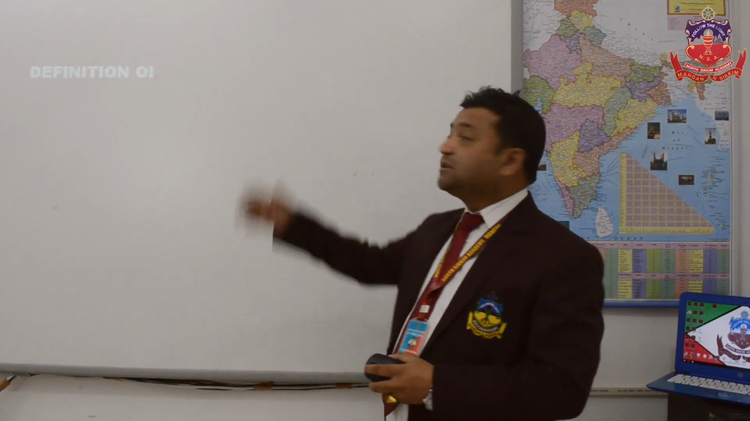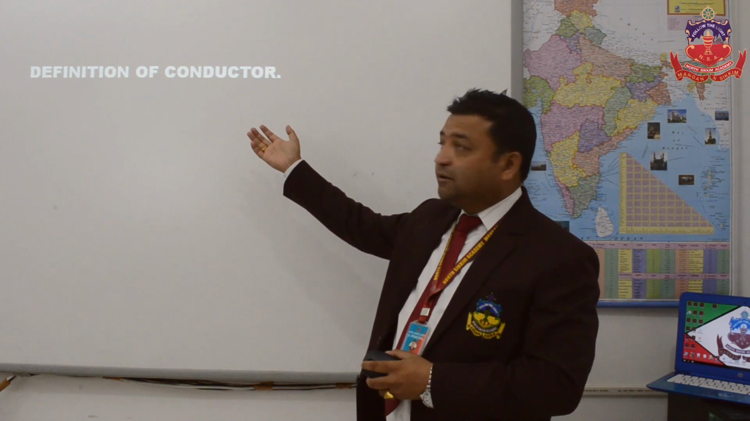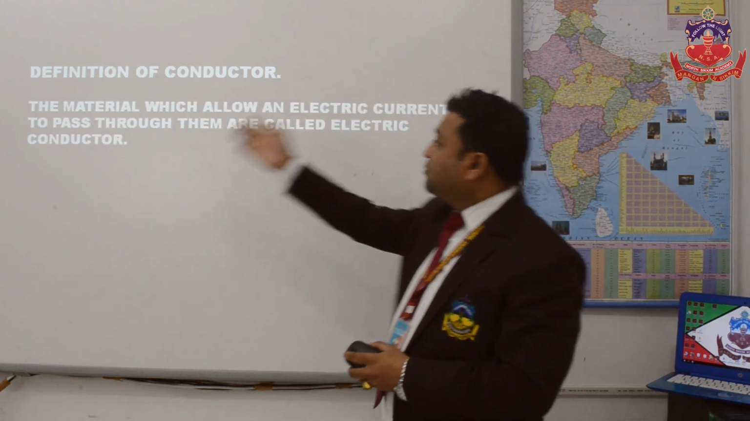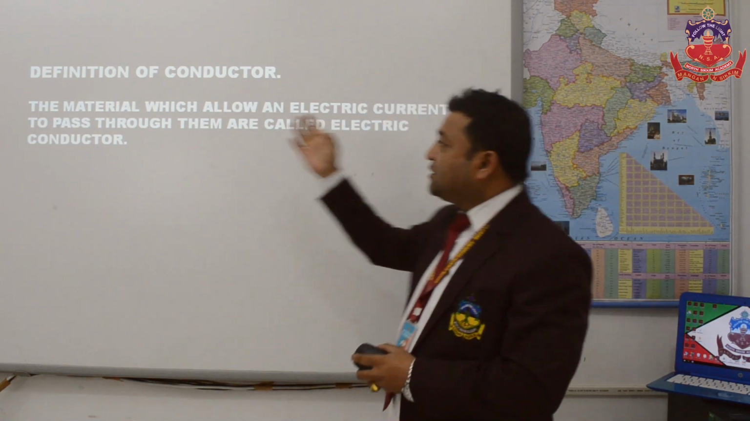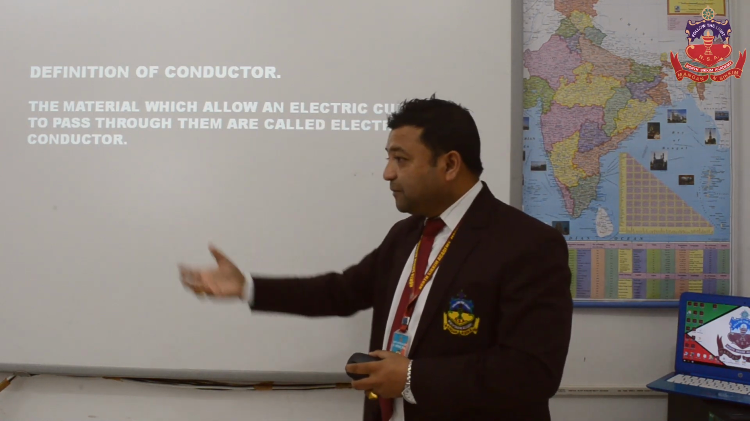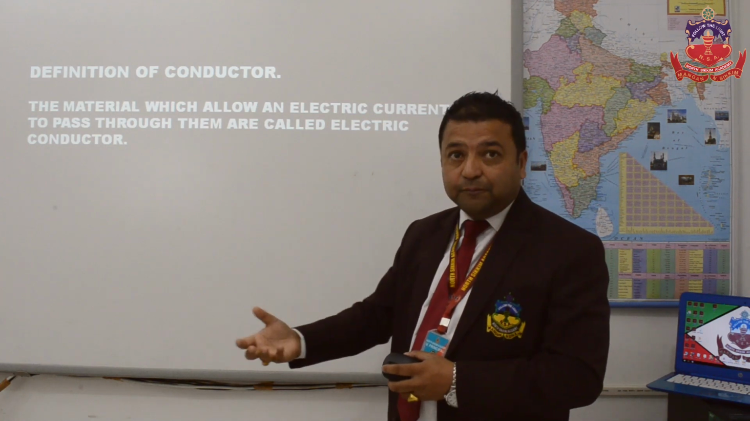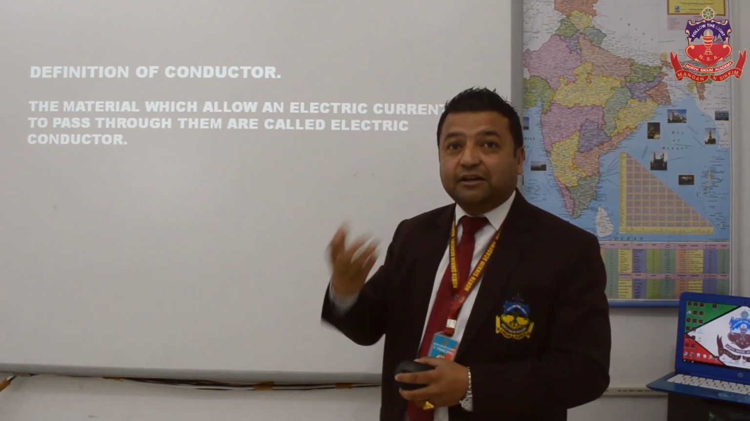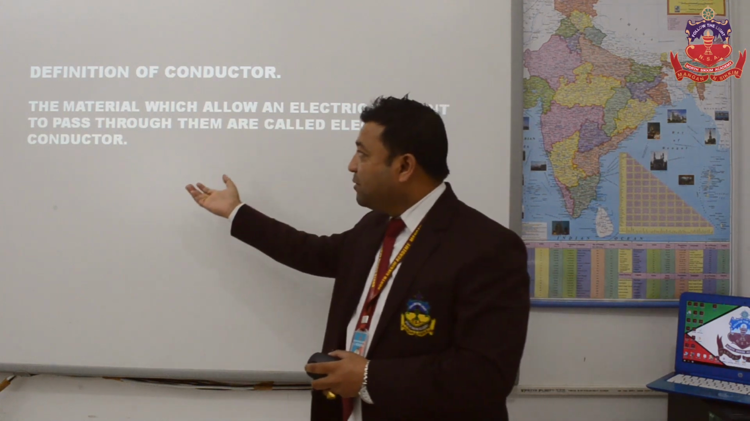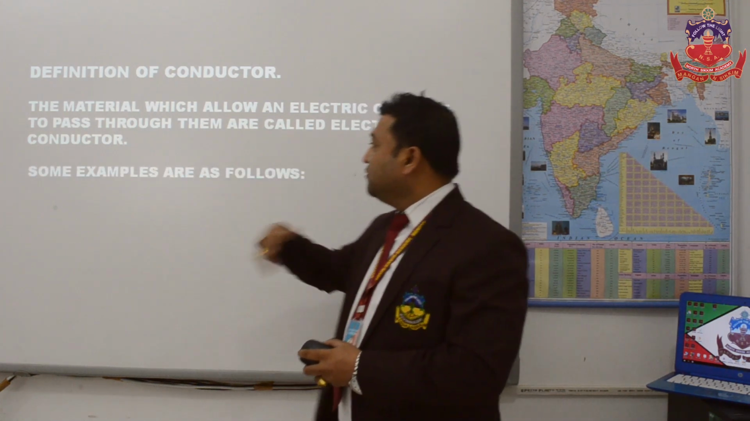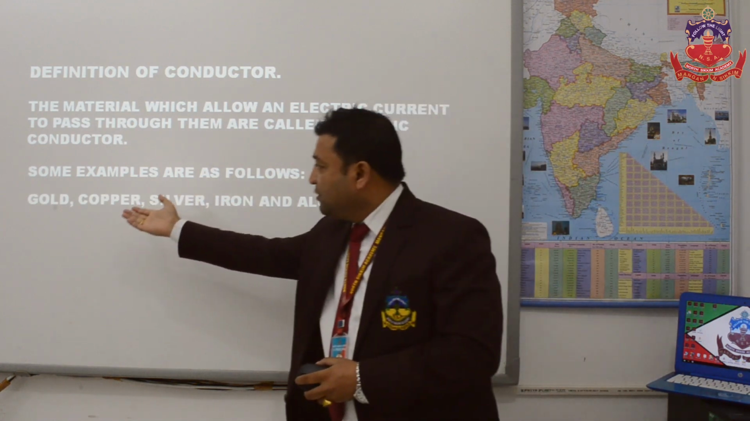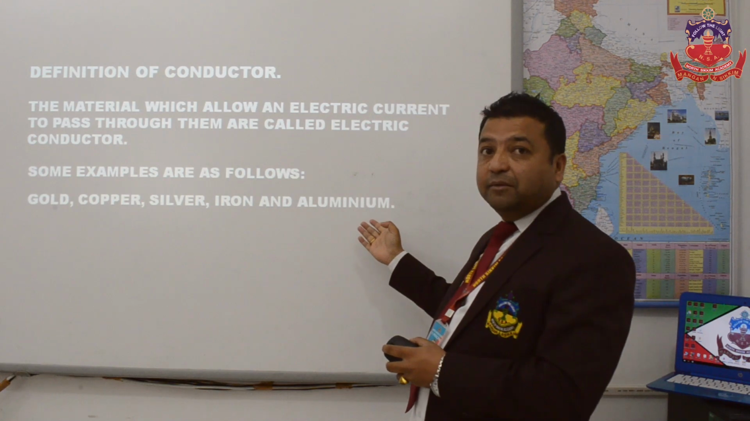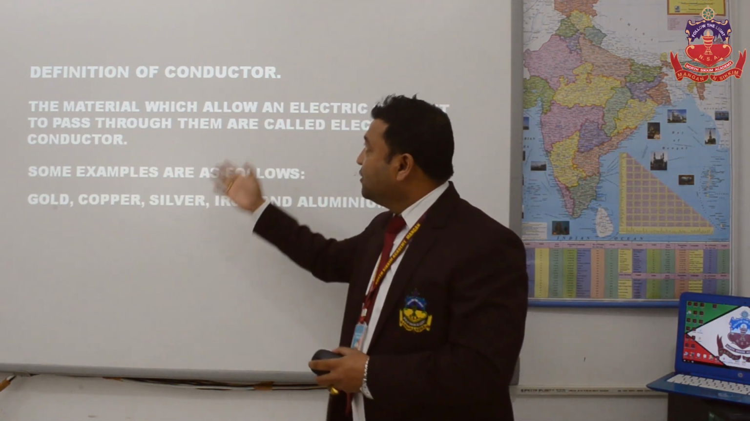Now students, let's discuss conductors and the definition. The materials which allow an electric current to pass through them are called electric conductors. Conductors help the current to flow. That is why there are other terms called good conductor and bad conductor of electricity. I have given some examples of these materials, which are gold, copper, silver, iron and aluminium. Now these are the examples of conductors.